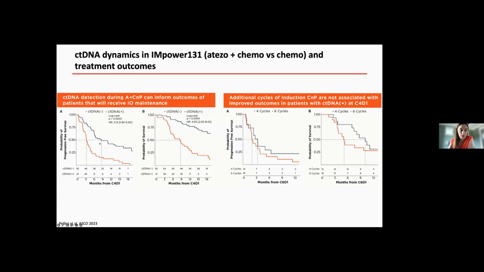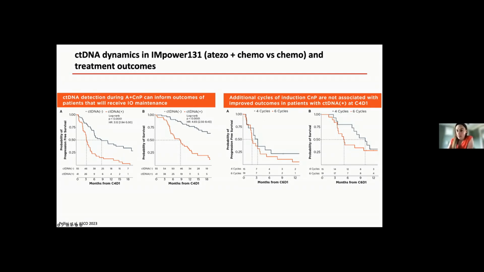So they showed here on the left that in patients who had lost their ctDNA, who had cleared, this might be the group where you would continue the immunotherapy, with the idea being that they had benefited. Conversely, if you hadn't lost the ctDNA, there was no benefit to adding an additional 2 cycles of chemo to go from 4 to 6 cycles, which is consistent with the idea that if they haven't cleared or benefited by that point, additional chemotherapy wasn't going to make a difference.